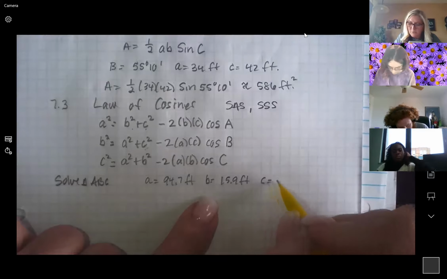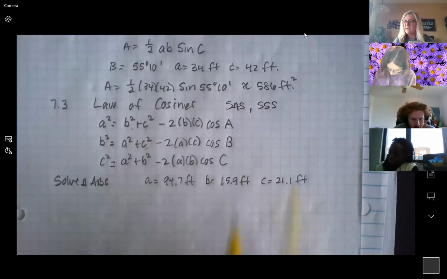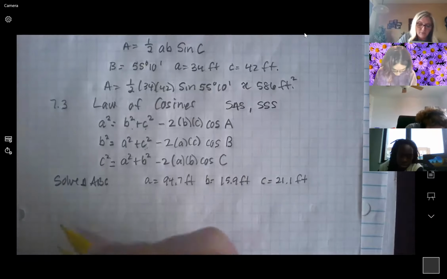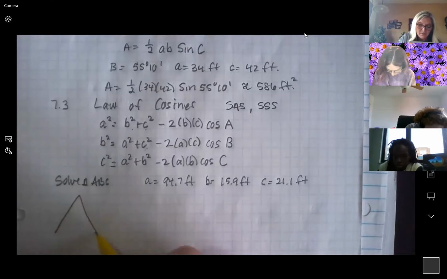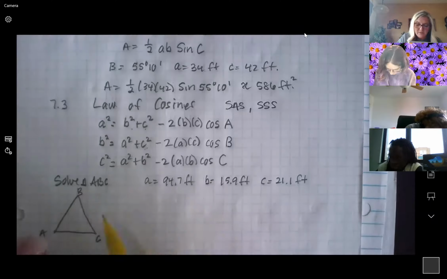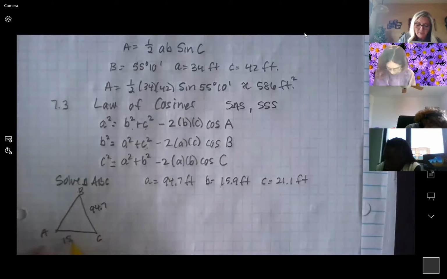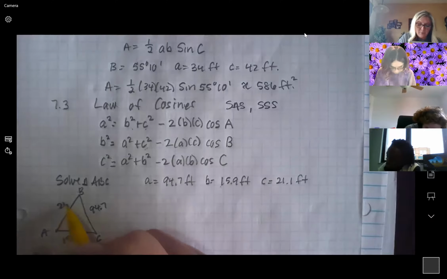And C is 21.1. So notice we have a side, side, side. If you want to draw out the triangle, draw it out. If you don't want to, you don't have to. So you have ABC here. This is 94.7, little b would be across here, 15.9, and this would be 21.1.